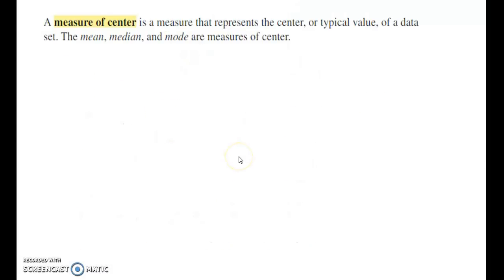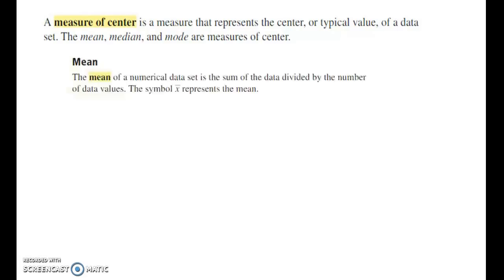Alright, a measure of center, or also sometimes called central tendency, shows us the center or the typical value of a data set. And we use mean, median, and mode. You should already be familiar with these. Something that's new here with mean is the symbol X bar. That represents the mean. So if you ever see X bar, you should know that means mean. So make sure you make a note of that in your notes.